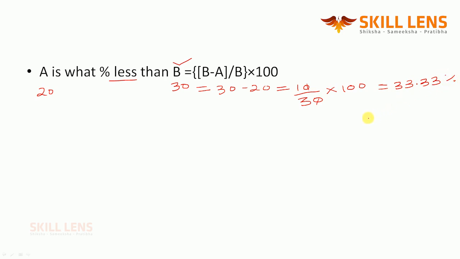Okay, see, my question is this: what are we comparing? We are not comparing A or B. We are comparing the less. How much is the less? The difference is the less. According to the numerical values, my difference is 10. But according to these terms, B minus A is the difference, and I am comparing with B. That's what you have to understand. I hope everybody understood this.